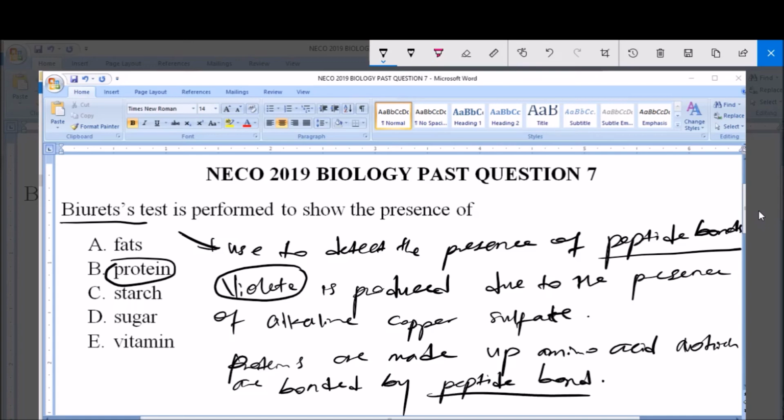So therefore, Biuret test is a test that is performed to show the presence of proteins, which is option B, proteins, and that will give us a violet color.